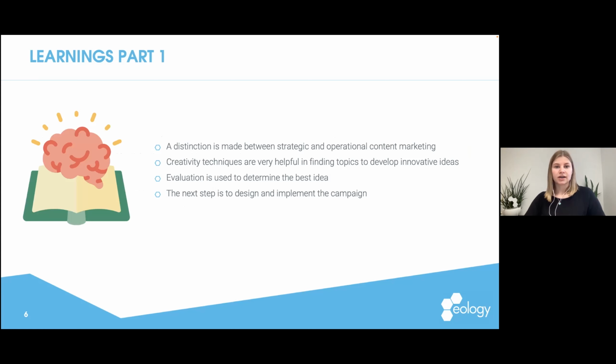Another learning is you can make a distinction between strategic and operational content marketing. There you can use creativity techniques, which are very helpful in finding topics and developing your innovative ideas. You need to make an evaluation to determine what is the best idea. And we said the next step is to design and implement a campaign, which we're talking about today.